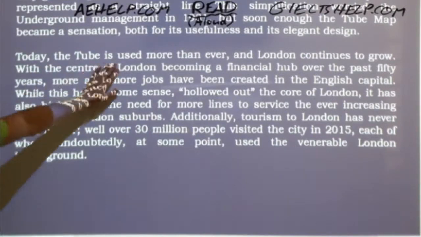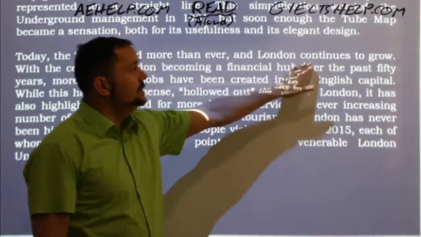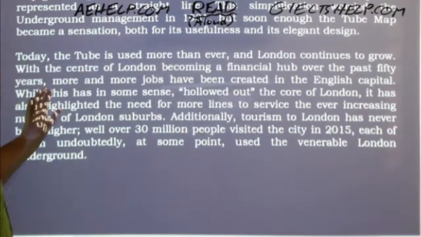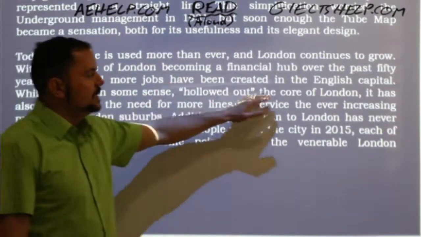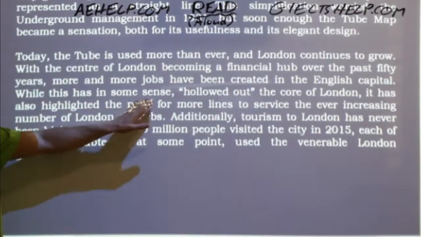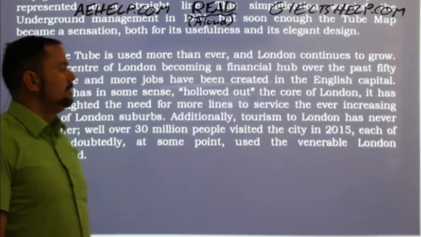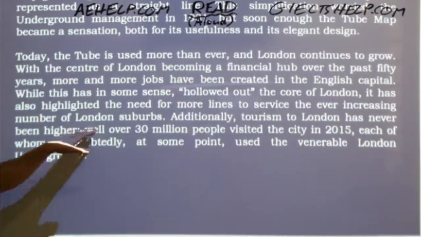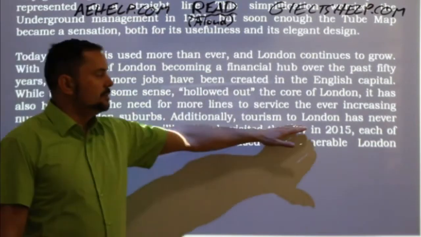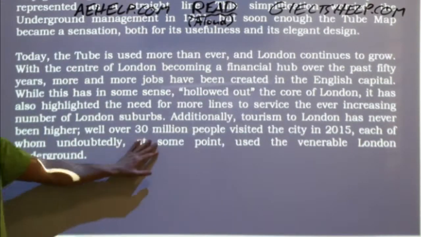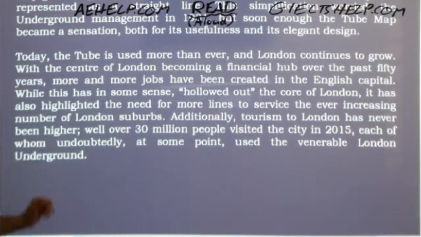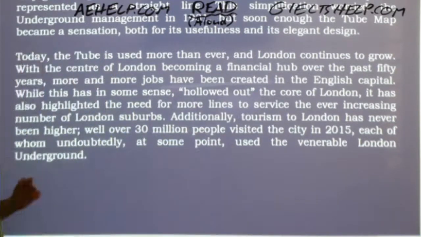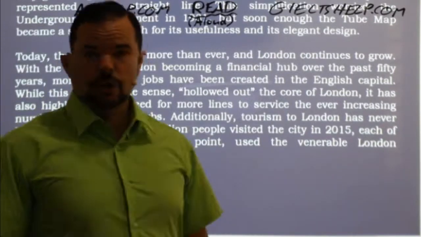Today, the tube is used more than ever, and London continues to grow. With the center of London becoming a financial hub over the past 50 years, more and more jobs have been created in the English capital. While this has in some sense hollowed out the core of London, it has also highlighted the need for more lines to service the ever-increasing number of London suburbs. Additionally, tourism to London has never been higher. Well over 30 million people visited the city in 2015, each of whom undoubtedly at some point used the venerable London Underground.